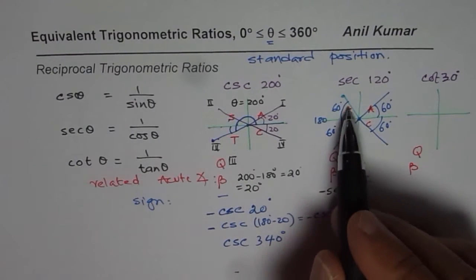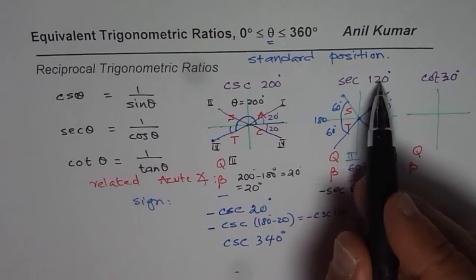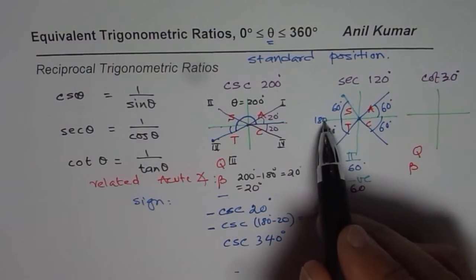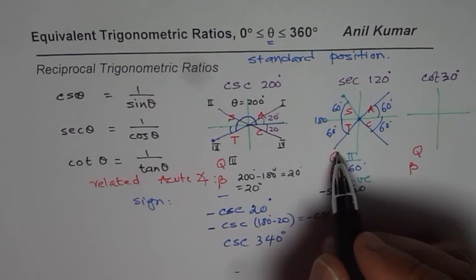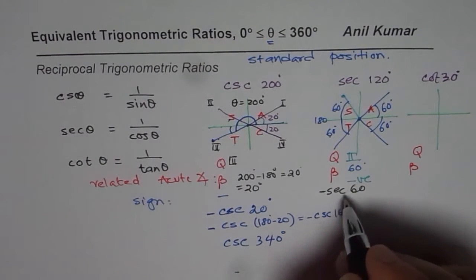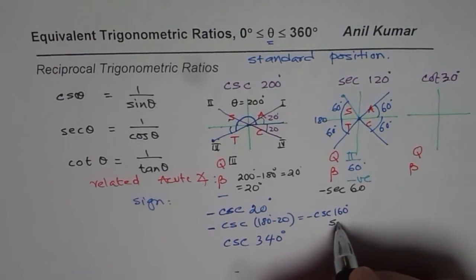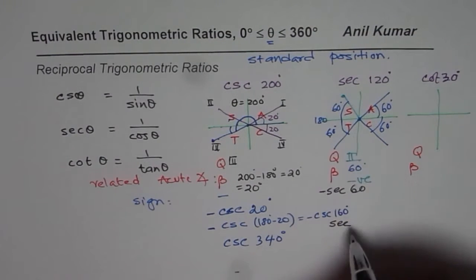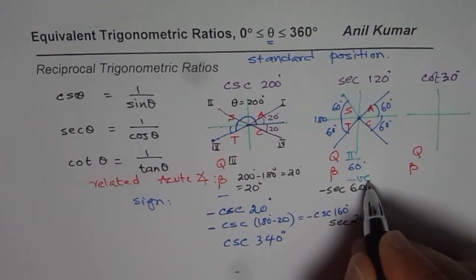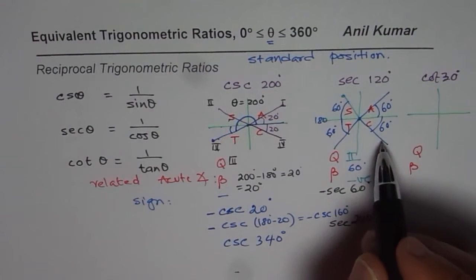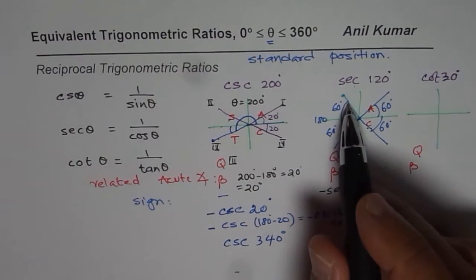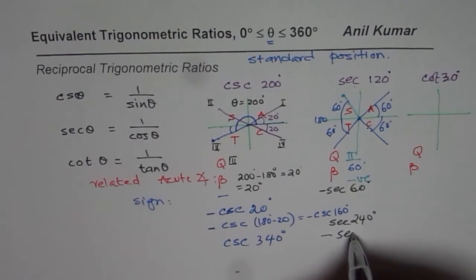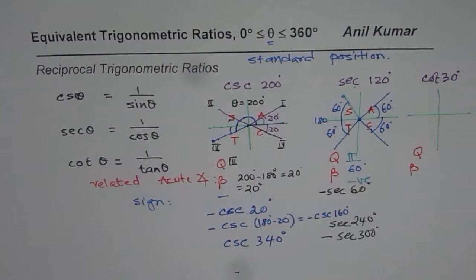Now if I use this one, I already have secant 120. So that is covered. This one is 180 plus 60. But here, cos is negative. So we already get a negative answer. We don't have to write negative here. So we get secant of 180 plus 60, which is 240 degrees, right? And lastly, in quadrant 4, cos is positive. Therefore, secant will be positive. Since we need a negative answer, we'll write minus secant 360 minus 60, which is 300 degrees. So that is how you get your answers.